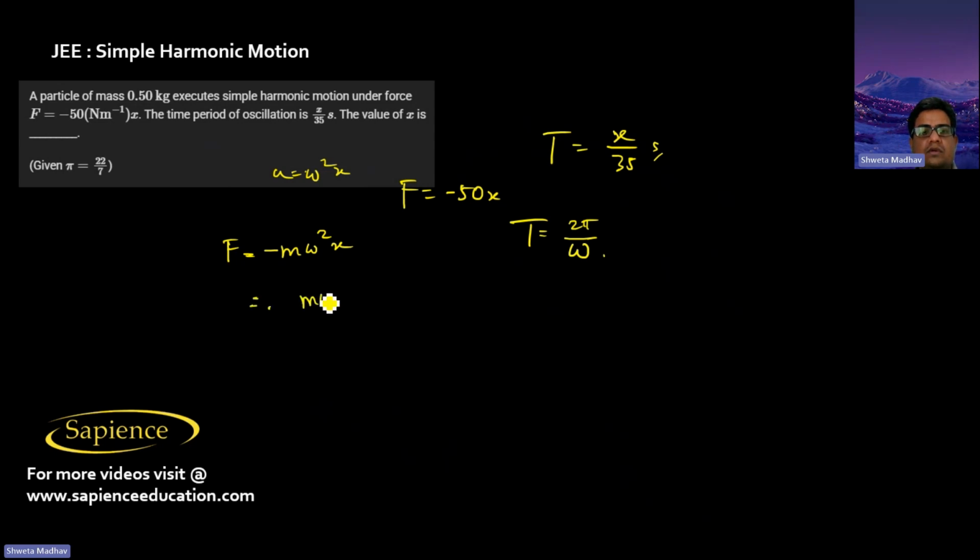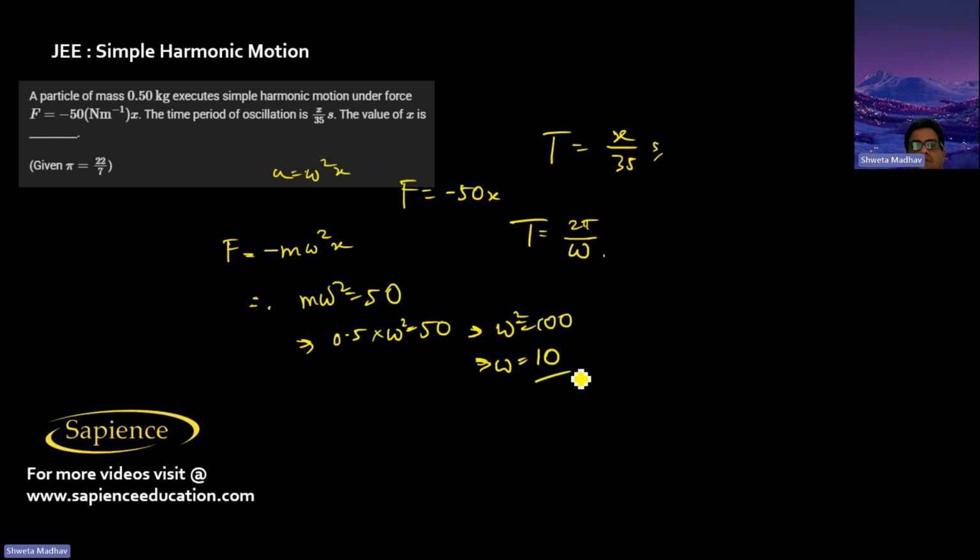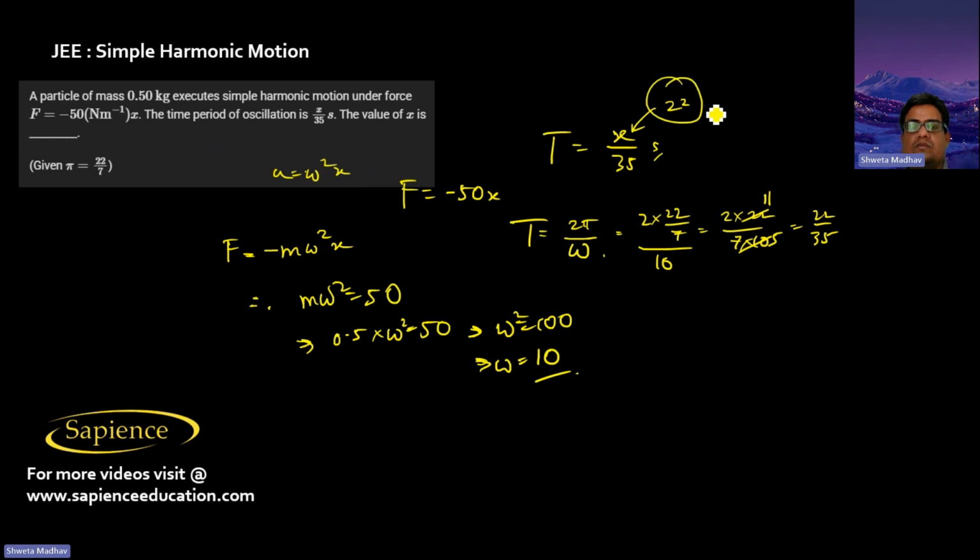So therefore, I can say m omega square is equal to 50 here, and m is 0.5. So 0.5 into omega square is 50. So omega square is equal to 100. So omega should be equal to 10. Omega is 10. So the time period will be 2 pi, that is 2 into 22 by 7, by 10. So the 10 to 11 is 22. So it is 22 by 35. So it means the required value of x should be 22.